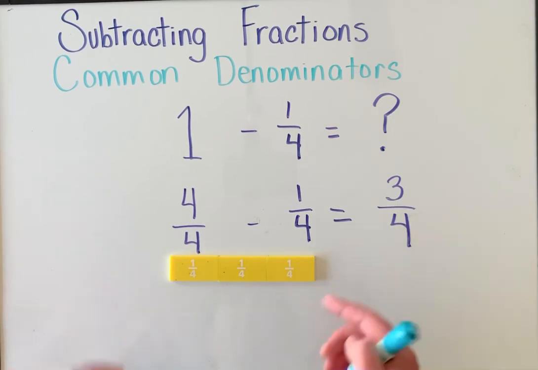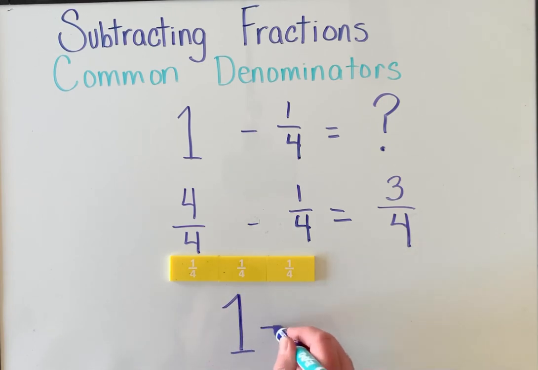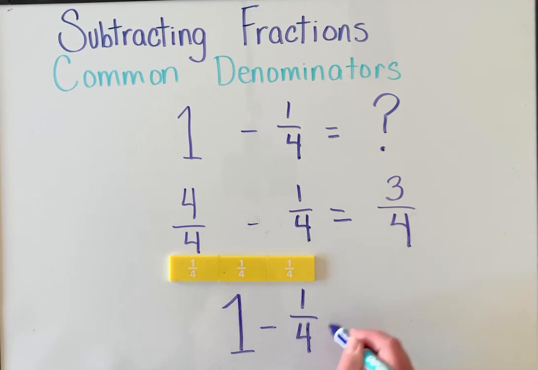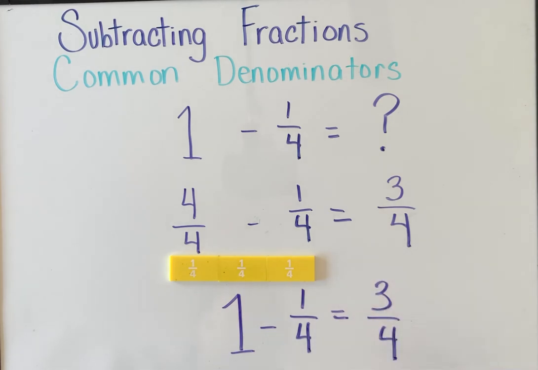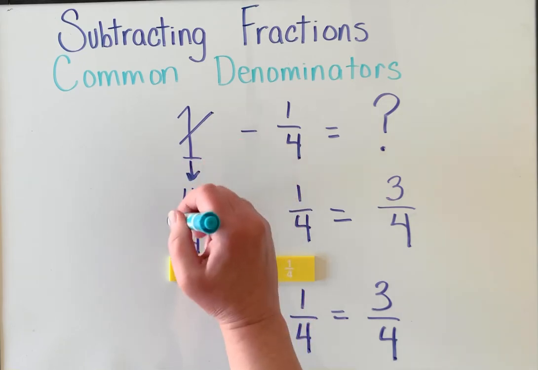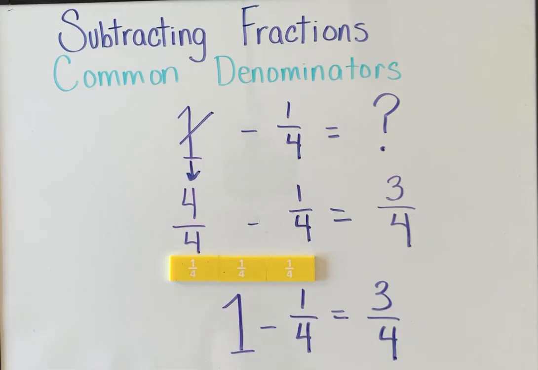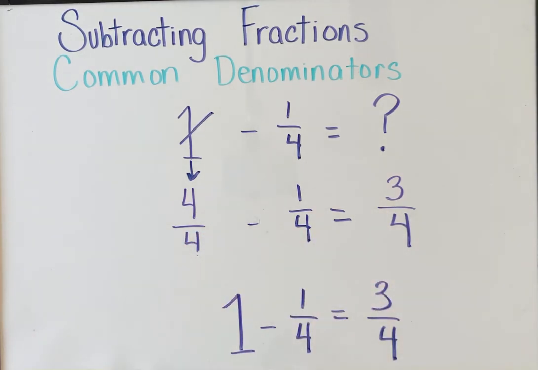So I can come down here and rewrite that. We started with 1 whole. I took away 1/4, and that left me with 3/4. So right here, in a sense, we had to take that whole and convert it into 4/4. It's still a whole, but we had to turn it into those fractional pieces to be able to take away. Let's do a couple more examples like this.